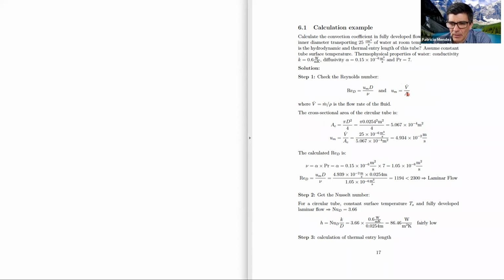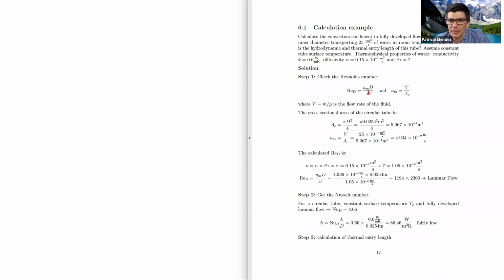We have volumetric flow, 25 cubic centimeters per second, good. Cross-sectional area, pi diameter squared over 4, and we get the value for the cross-sectional area. Applying this formula, we get a mean velocity of almost 5 centimeters per second, right? Reasonable numbers. Okay, so now that we have the mean velocity, we can calculate the Reynolds number.